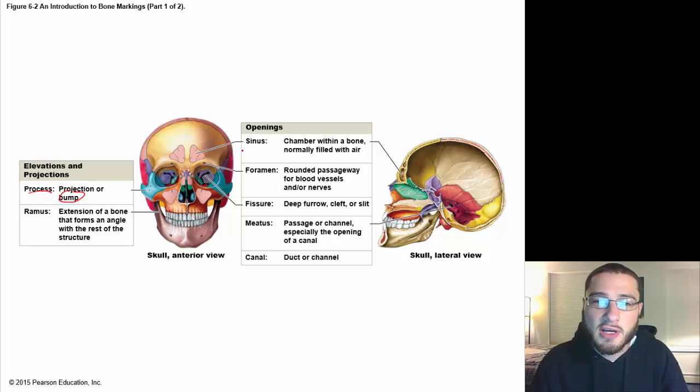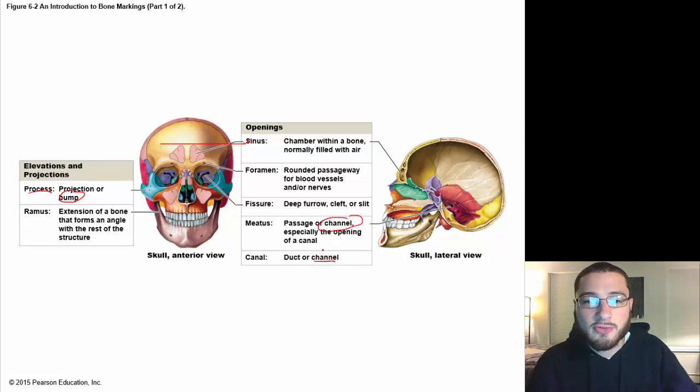Any openings, we typically call either a sinus, which is a chamber. A foramen is usually a large hole. A fissure is a deep furrow. You have a meatus, which is kind of like a channel or a passageway. And then you have canals, which are also like channels.